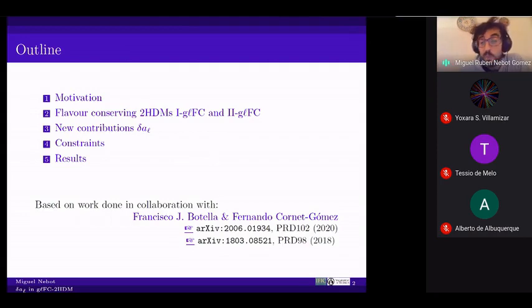This is based on work done in collaboration with Professor Botella and his PhD student Fernando Cornet here in Valencia. It's mainly based on this paper from June, and this kind of scenario relies to some extent on the previous paper with the same collaborators.